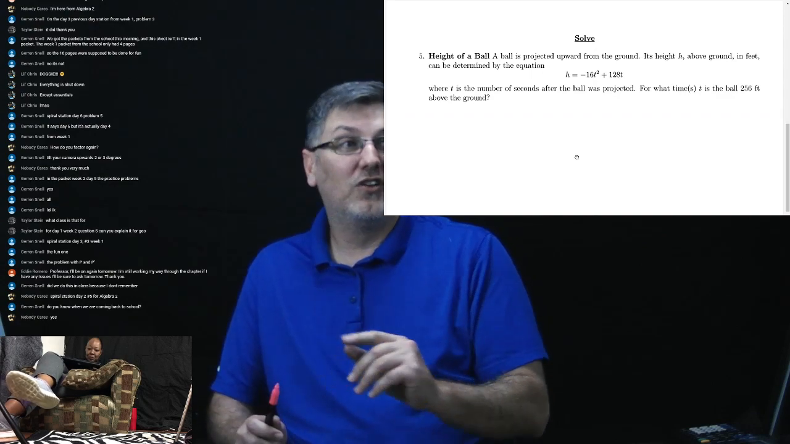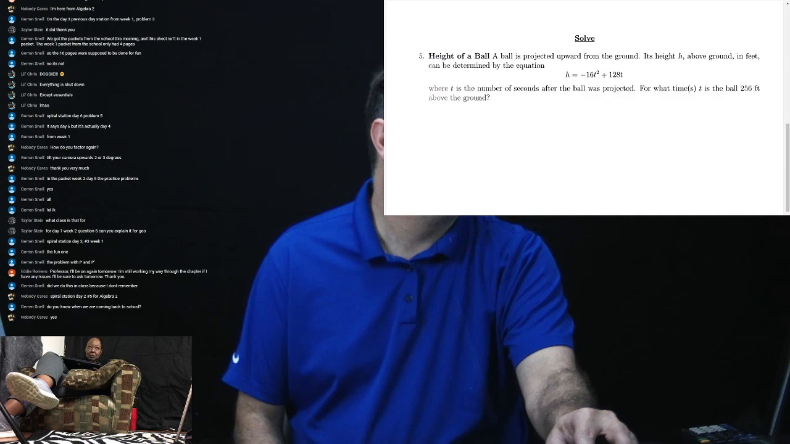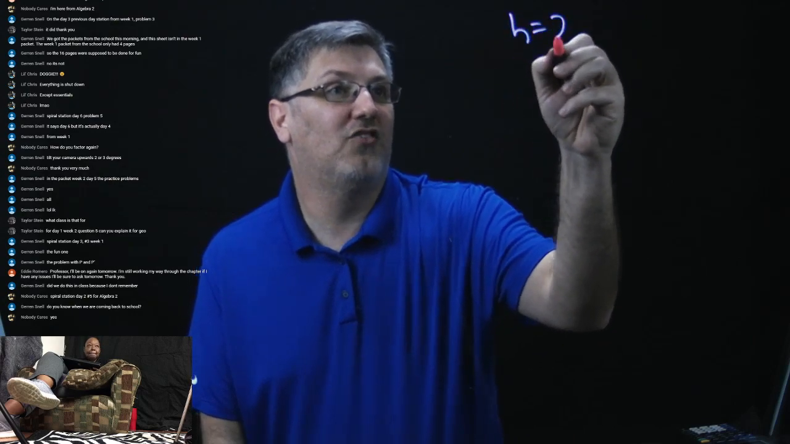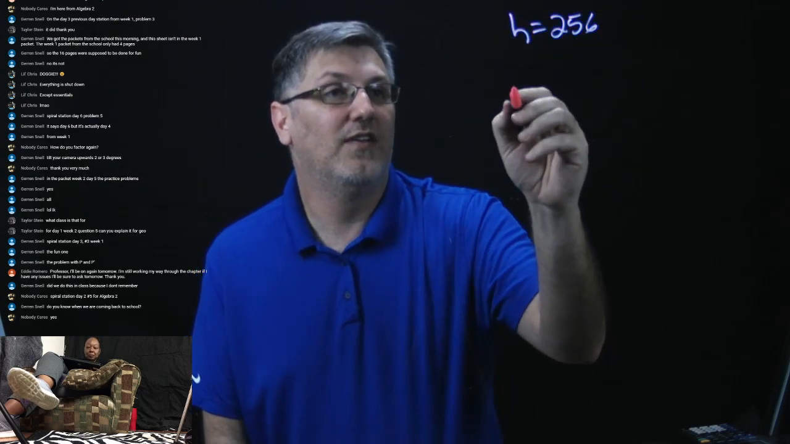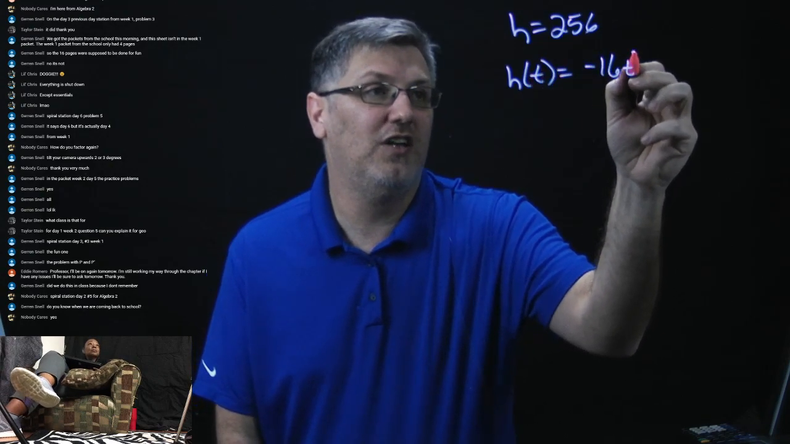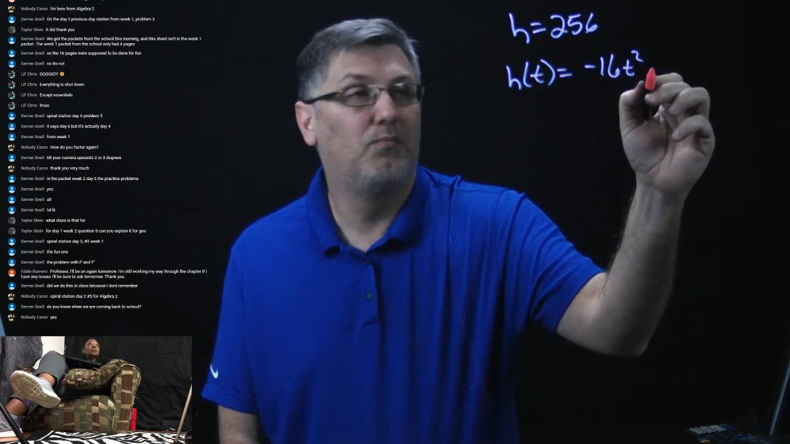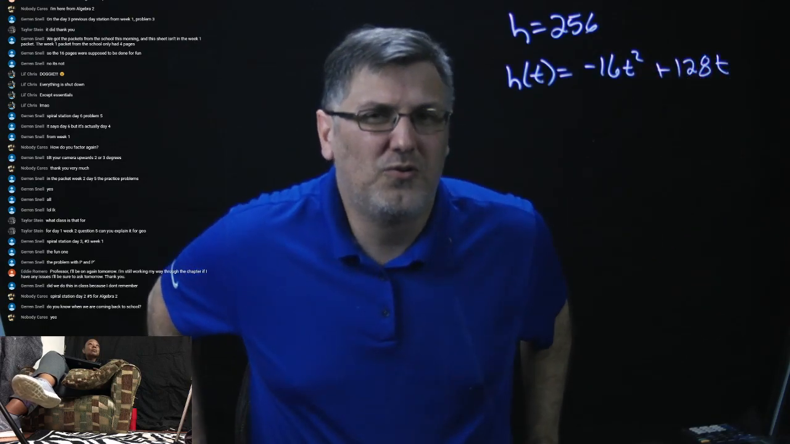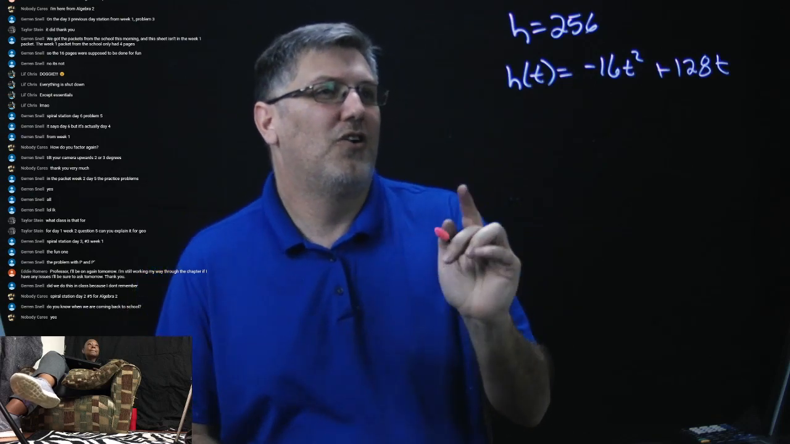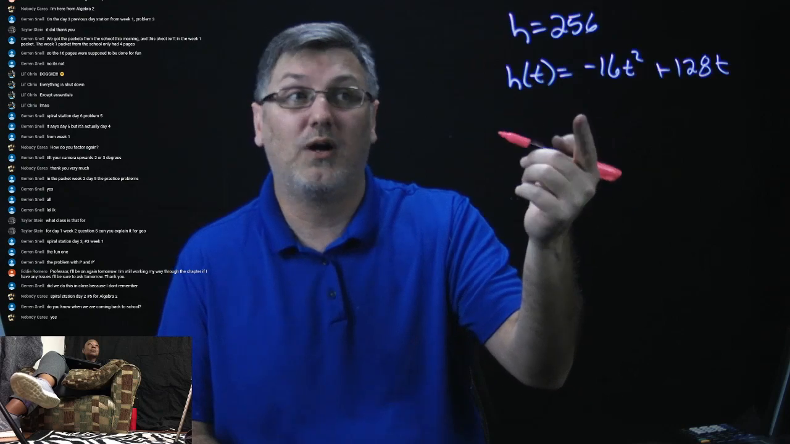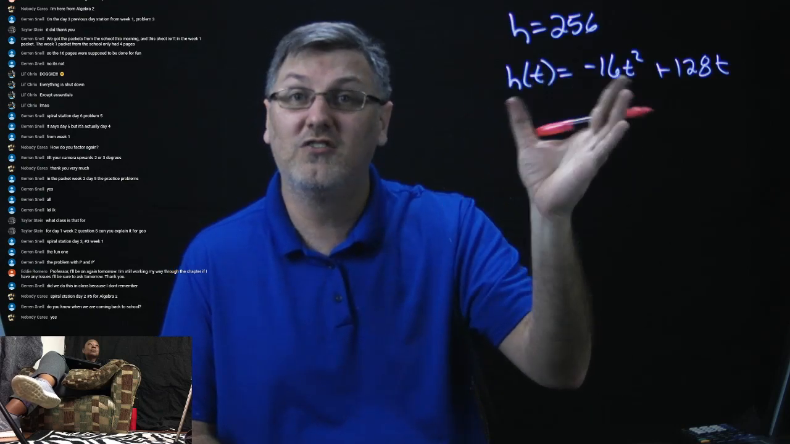Well, really what they just gave me in the problem is they gave me h. They told me h is 256. And then they tell me h of t equals negative 16t squared plus 128t. So this isn't terribly bad. I know what h of t is. I know what h is. That's 256. I'm going to set 256 equal to this and just solve it.